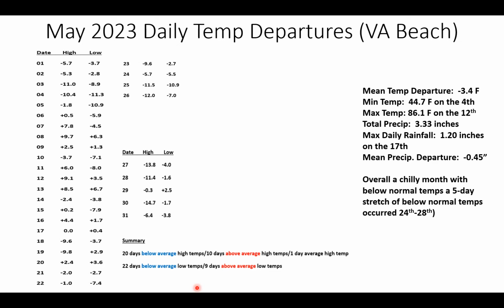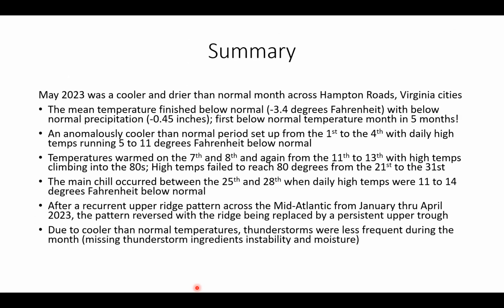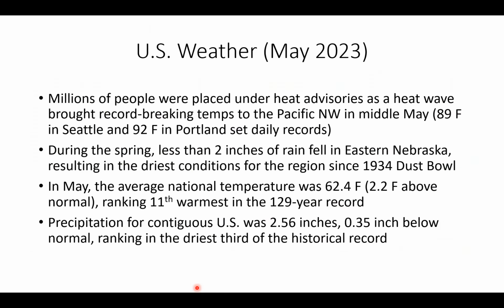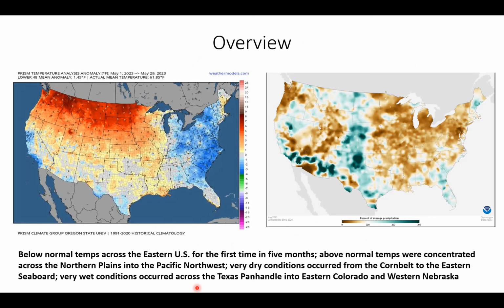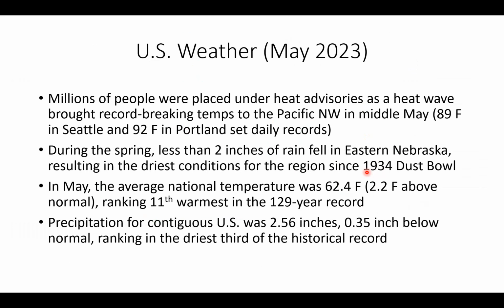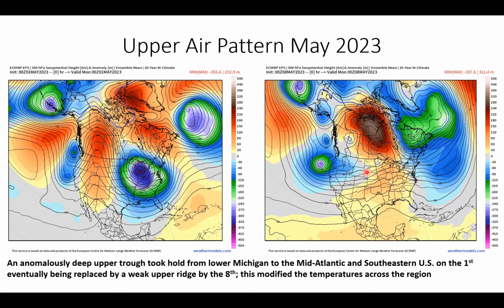All right, that wraps things up for this special video, the May 2023 weather review. Starting off nationally, I'm showing you the upper level charts, some of the weather highlights. Here was the temperature anomalies again, the mean temperature anomalies, courtesy of Prism Climate Group, and then the precipitation anomalies on the right. And then just some of the main highlights courtesy of NOAA, as well as additional highlights courtesy of NOAA. And then just going over some of the upper air patterns in weekly chunks.